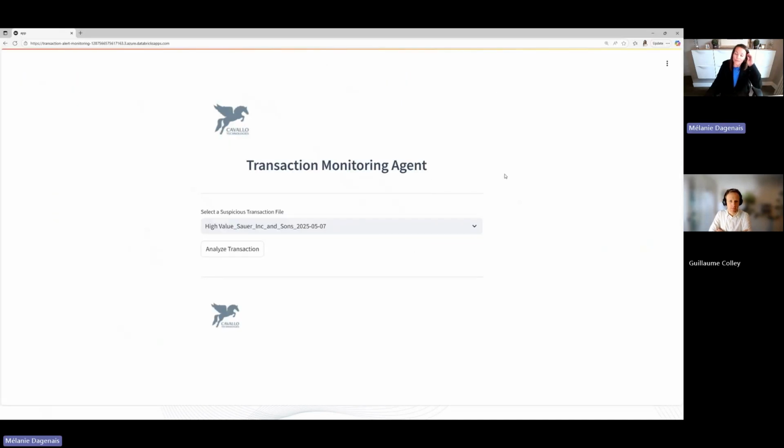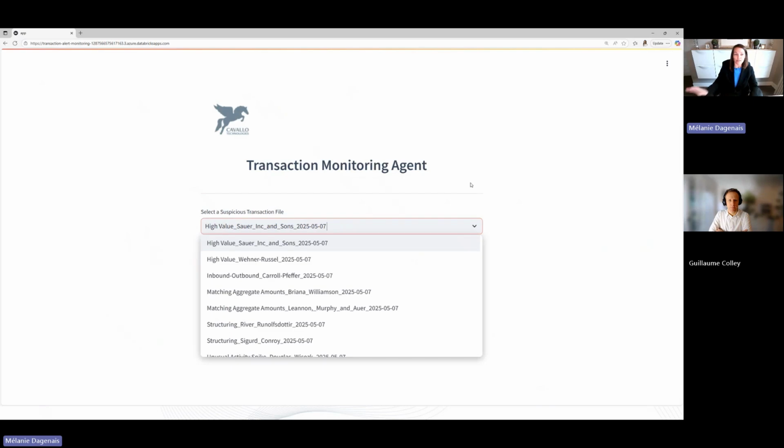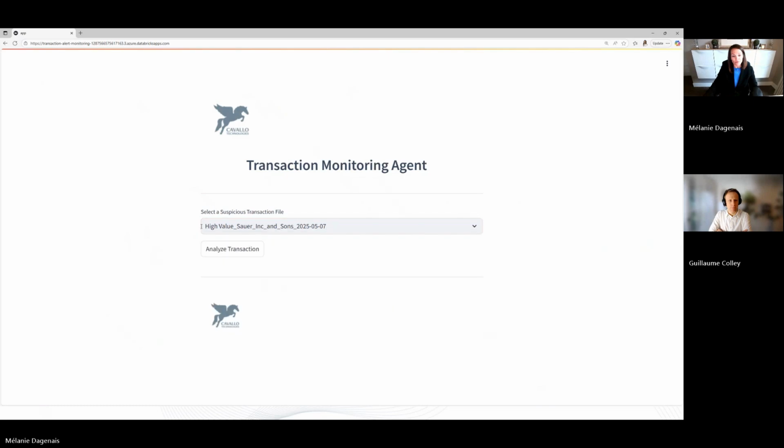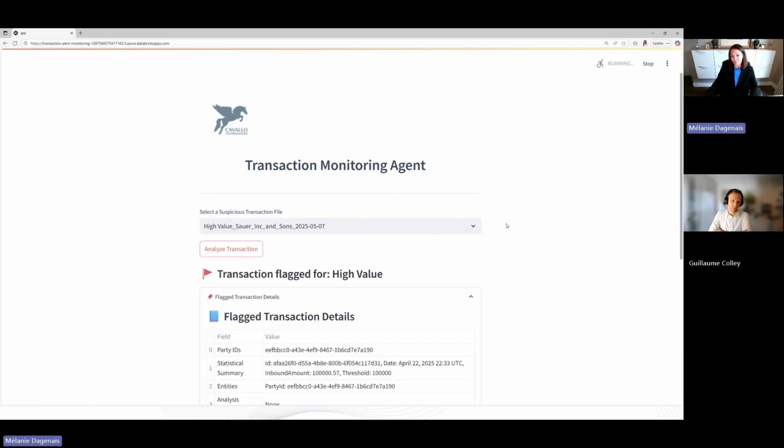So here's the app. The data that was used was synthetically created. And also good thing to know is that this look and feel could also be customized for your institution. So let's take a case. So we select a transaction that was generated by your current alert system. Once selected, you do analyze transaction.